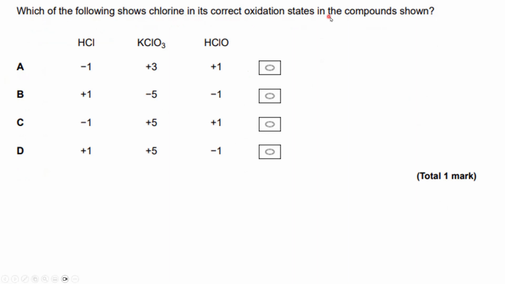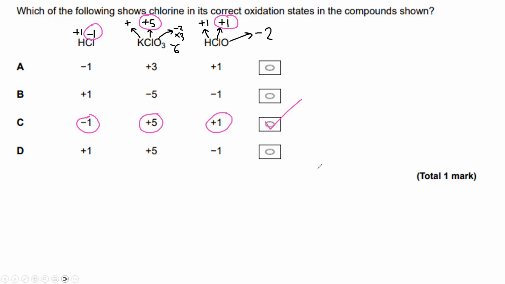Okay, now we're going to get into the final question. Which of the following shows chlorine in its correct oxidation states in the compounds shown? So we really just need to work out what the oxidation state of chlorine is in each of these. We can see hydrogen's +1, chlorine must be -1. Over here, we know that oxygen is always -2, so 3 times -2 is -6. Potassium is a group 1 metal, so it's +1. That leaves +5 for our chlorine atom. Over here in hydrogen chlorate, hydrogen's +1. We know oxygen's -2, which means that the chlorine atom must be +1. Therefore, our three oxidation states are -1, +5, and +1. And the answer for that is C.